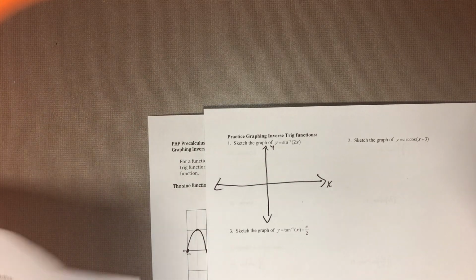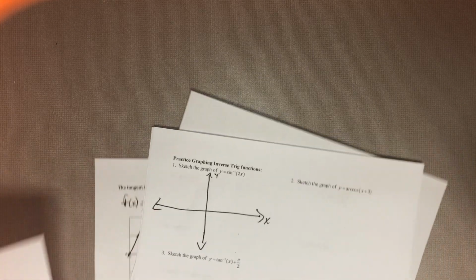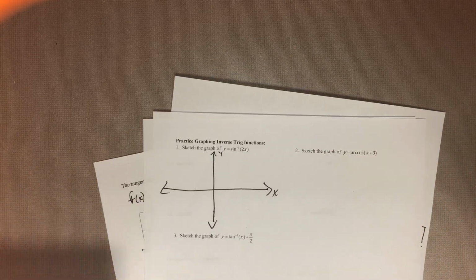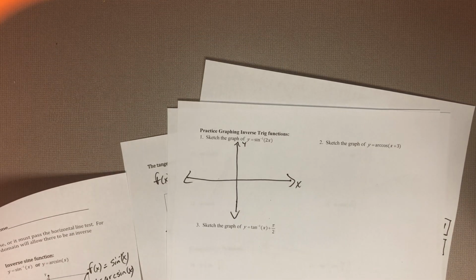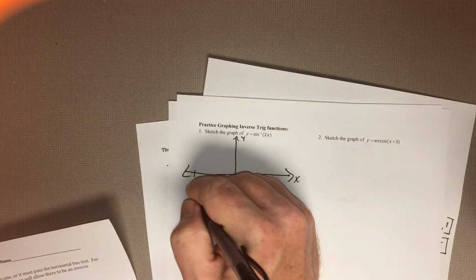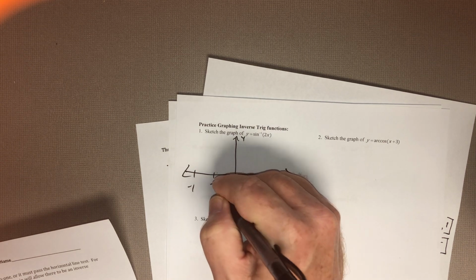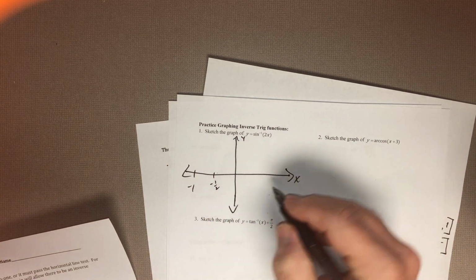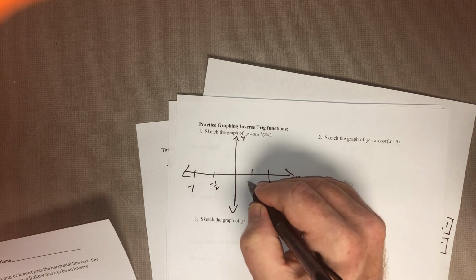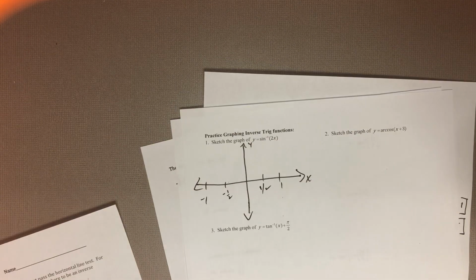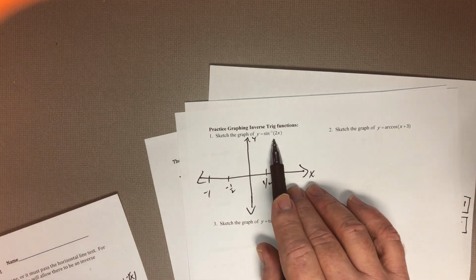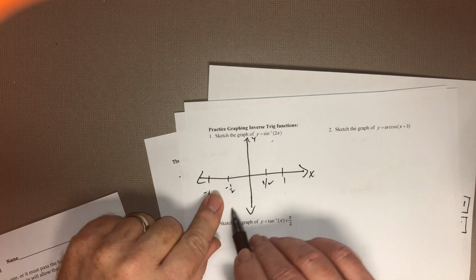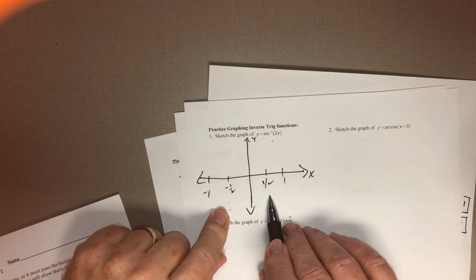oops, I need the inverse sine. Let me pull that one out. The inverse sine had a domain from -1 to +1. We're going to change that to half. So if this is -1 and that is -1/2, and if that's +1, then +1/2 would be here. That's going to restrict the domain to just be from -1/2 to +1/2.